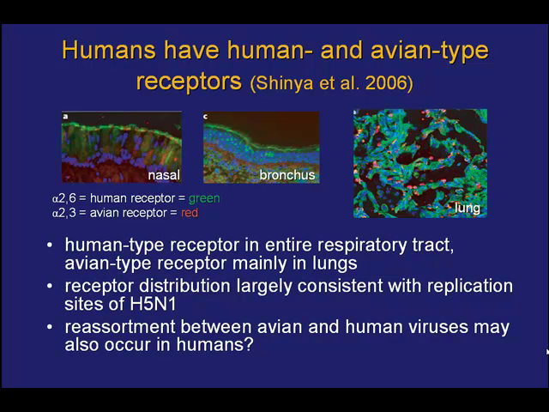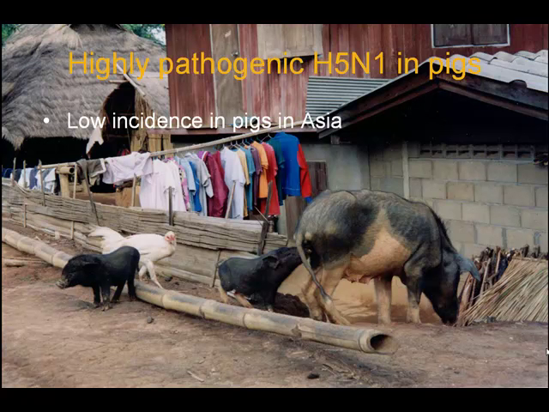And the major finding was that the avian receptor is also present in the respiratory tract of humans, but only in the lungs, not in the nose and upper respiratory tracts. So this could be a reason why H5N1 seems to replicate very poorly in the nose of humans, and this may be an explanation for the lack of human-to-human transmission of this avian virus.